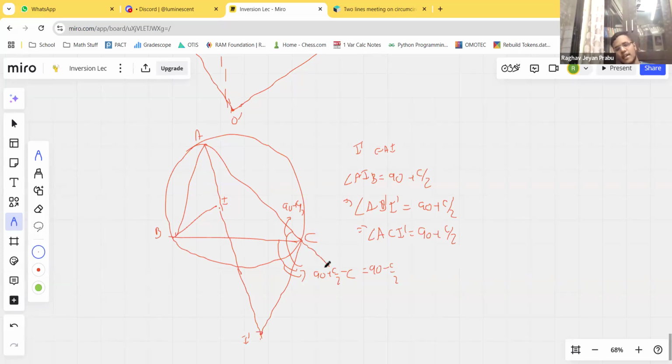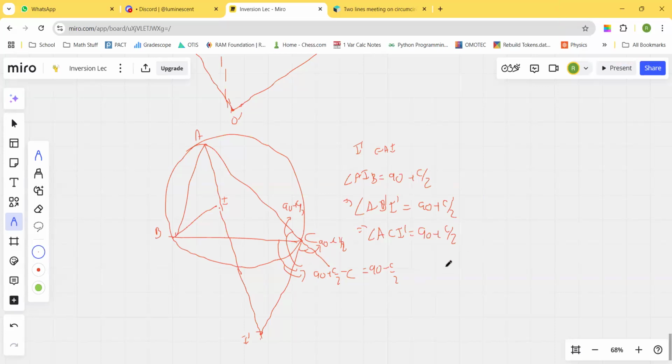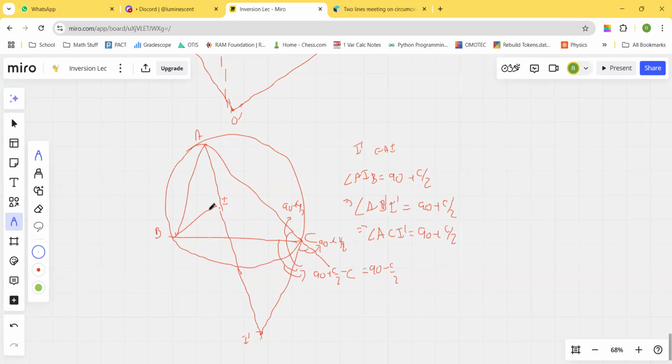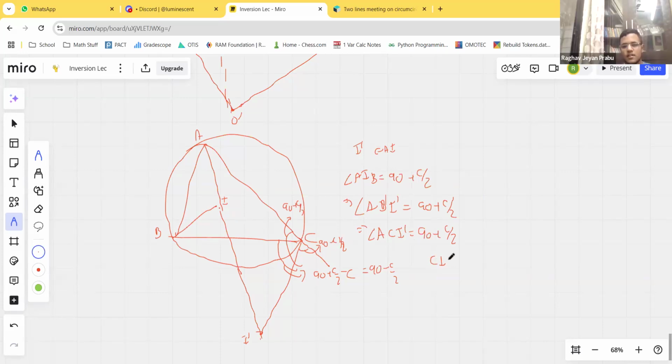If you look at this, if I extend, this angle is also 90 minus C by 2, right? It was like the BIC circumcircle, the circle of BIC, that point. Right. Okay, so essentially you have CI dash is the external angle bisector, right?